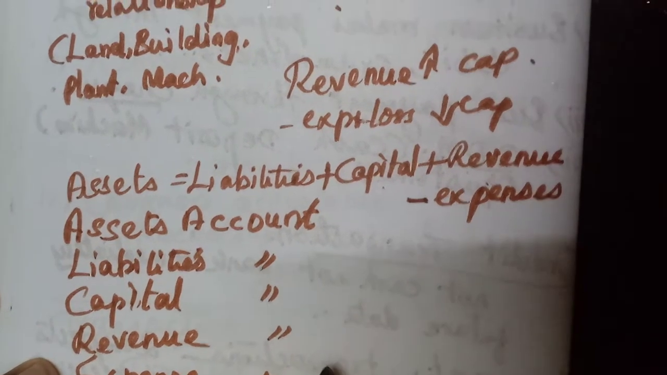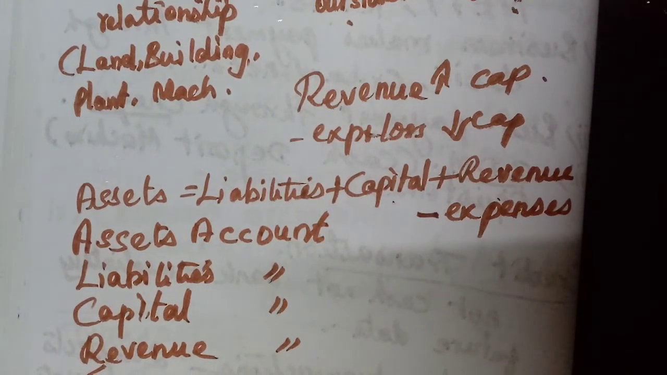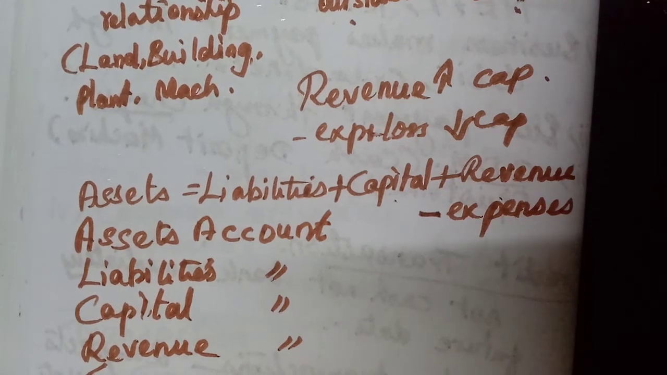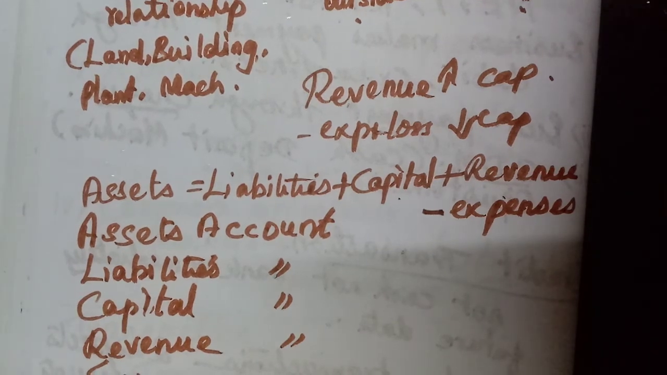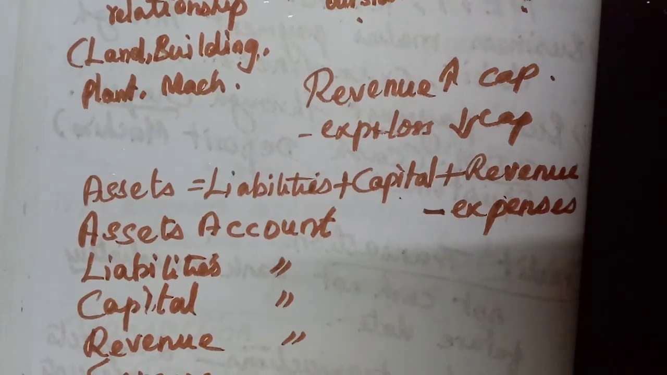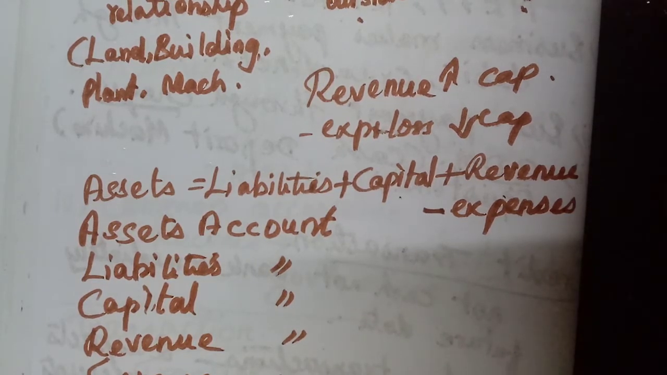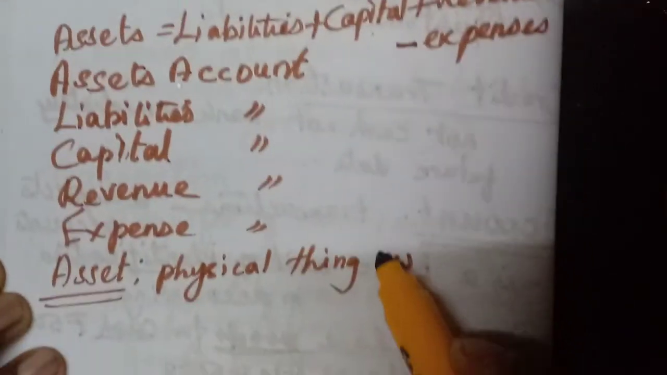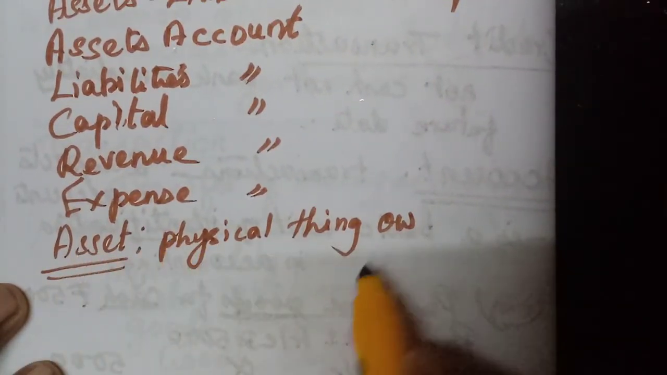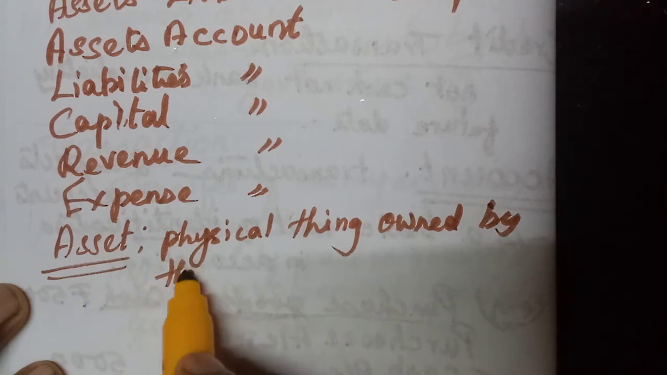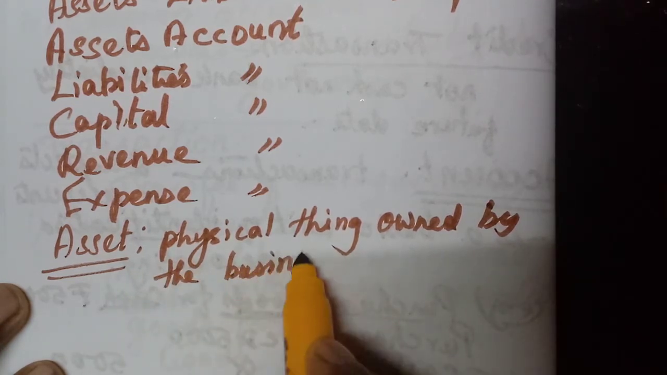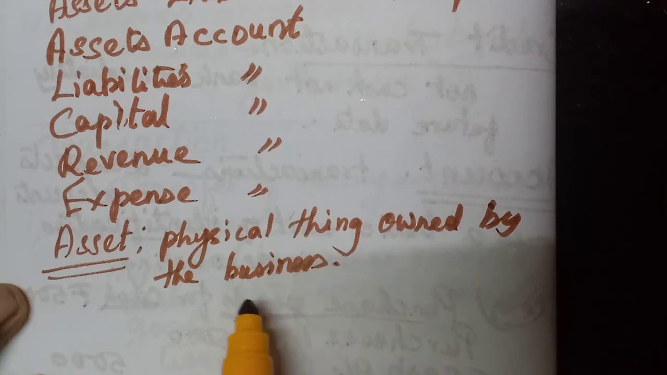Now you should have one understanding. What is an asset? I have started to explain, isn't it? What are assets? Any physical thing that is owned by an owner or by the business, owned by the business, that is called an asset.